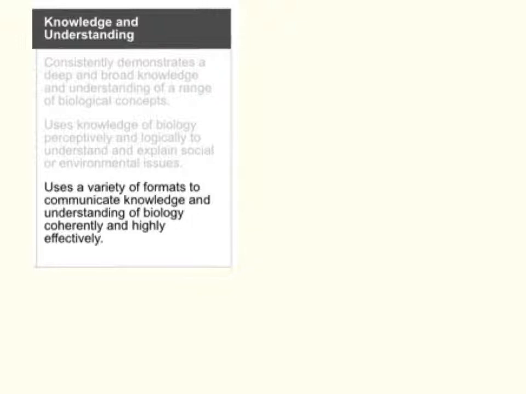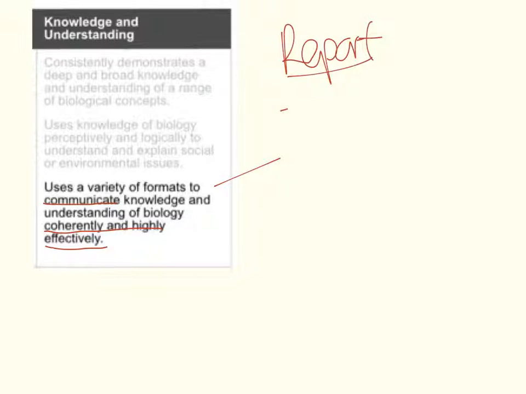Next, knowledge and understanding. So this one is just showing how well you're communicating your knowledge. So this is a big one on communication. So, coherently and highly effectively. So in a report, what types of communication are we looking at? So for instance, the introduction, you need to be able to explain and give background on some information. So there's a large part of written text that's giving background information. Then you have other parts of written text where you're analysing and explaining. So your written text is a key part of this.